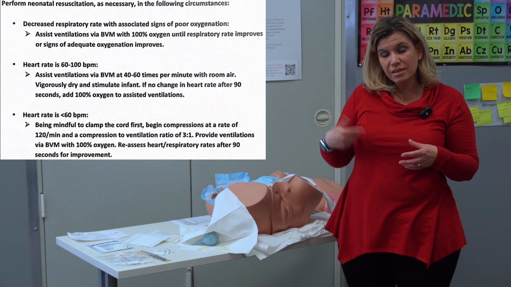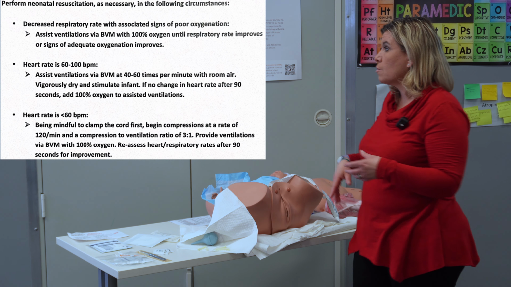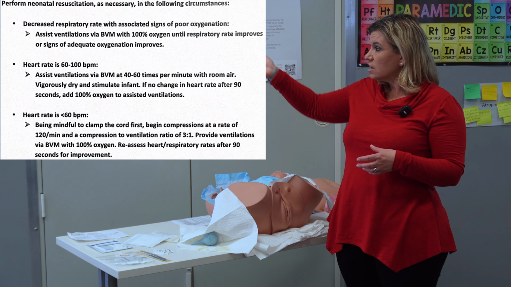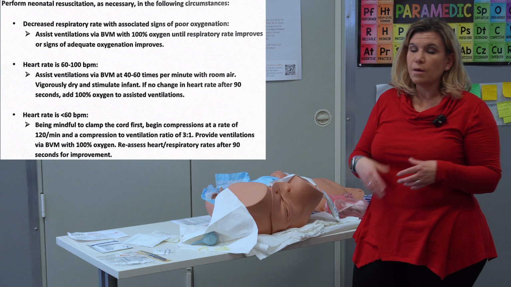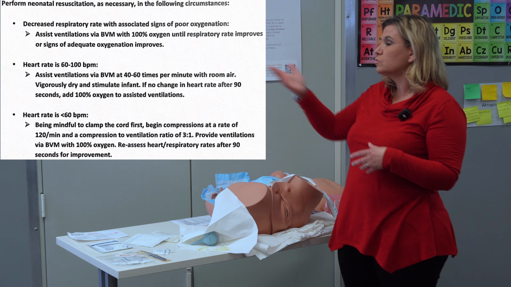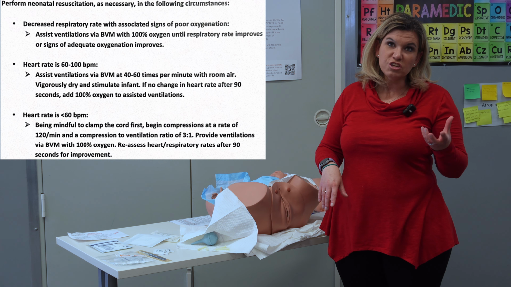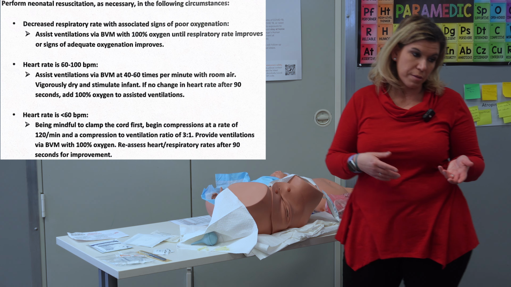If your baby looks like they need more help, then you're gonna get that BVM, okay? You're gonna put that BVM on oxygen, and you're gonna give them the adequate ventilations, okay? Then it tells you heart rate is 60 to 100. Then I'm gonna actually do ventilations with that BVM 40 to 60 times per minute, okay? Originally you could do it on room air, but please make sure you get it on O2 soon, because that's gonna help the baby, okay?